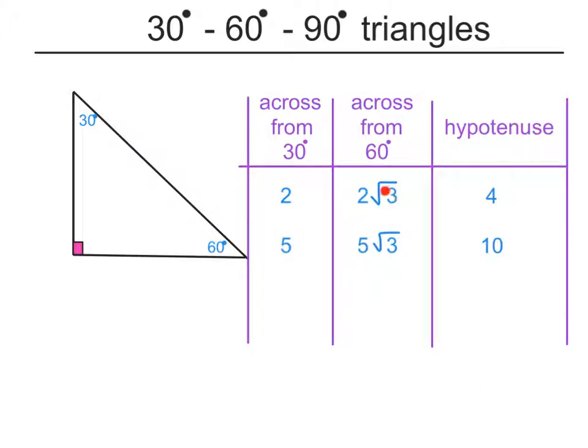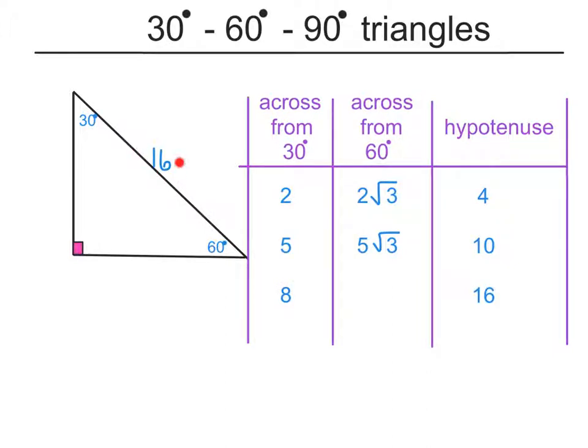Well, how did we get these numbers? This was, remember, Pythagorean theorem. So now let's look and see if you see a pattern. We went 4 to 2 to 2 root 3, 10 to 5 to 5 root 3. Do you see it yet?